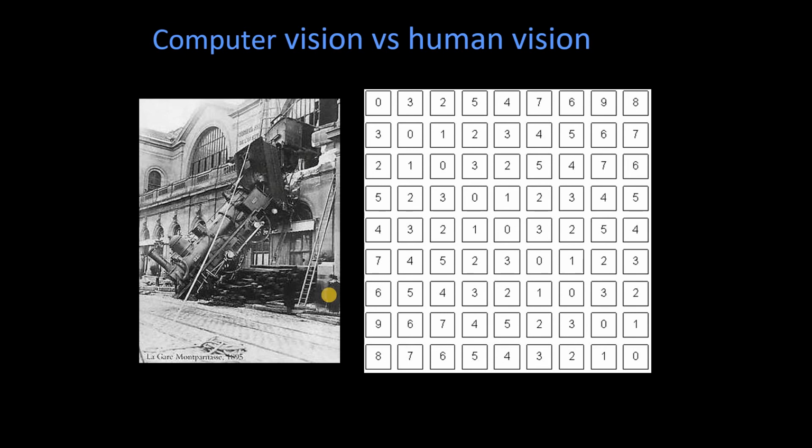So why is computer vision difficult? Here is another example. You see over here in the image, what is it? What do you see over here? Most of you in the class would maybe say there is an accident.